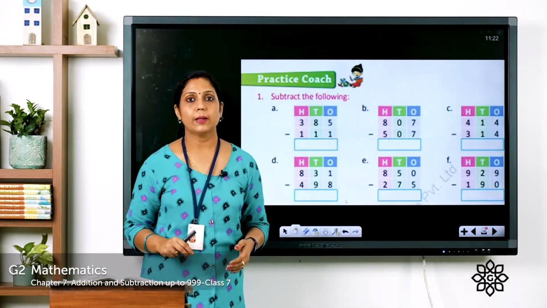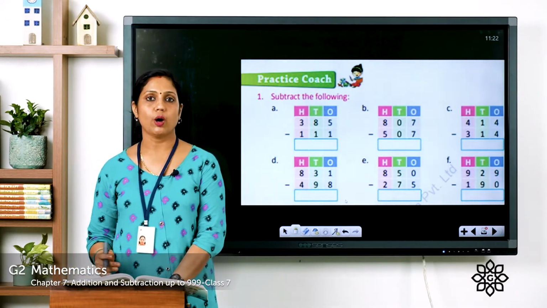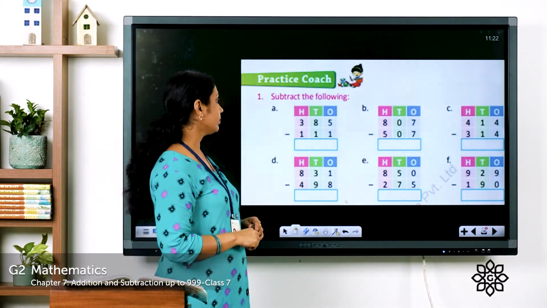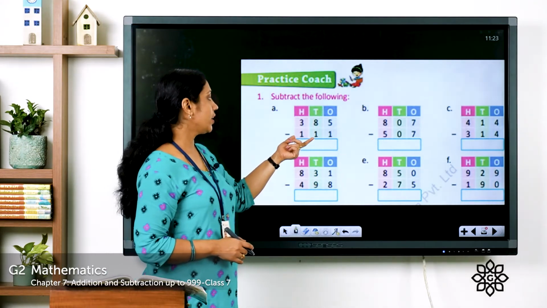Now in your textbook, page number 105, you have the practice coach. You can open your text. Let's look at the first question. Subtract the following. Question A, 385 minus 111.